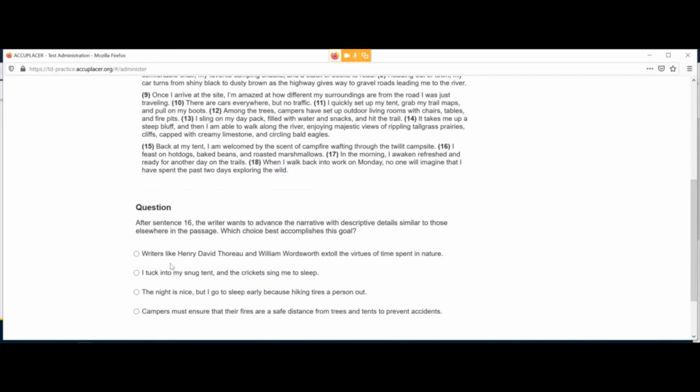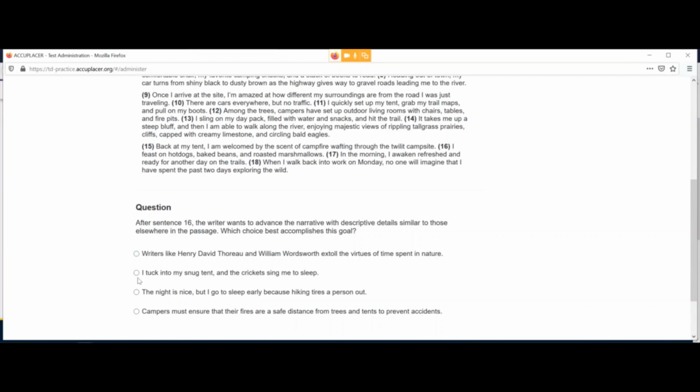Well, that's really not a descriptive detail. That's really a reflection. So since we're talking about descriptive details here, I think we can eliminate this first choice. What about the second one? And again, what you want to do is go back, always refer to your sentence itself so you can keep the context in mind. Again, what has he done? He's returned to his tent. He's welcomed by the scent of campfire, and then he's eaten. So in order to continue those descriptive details, we don't need the reflection as we have here.